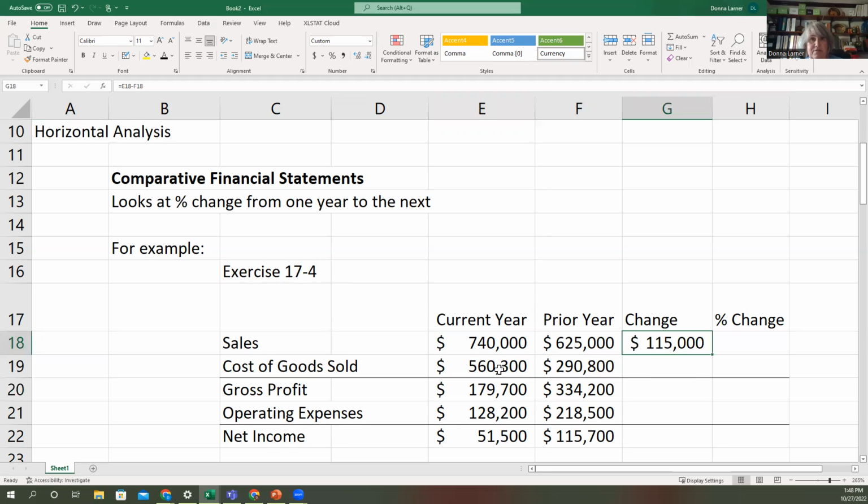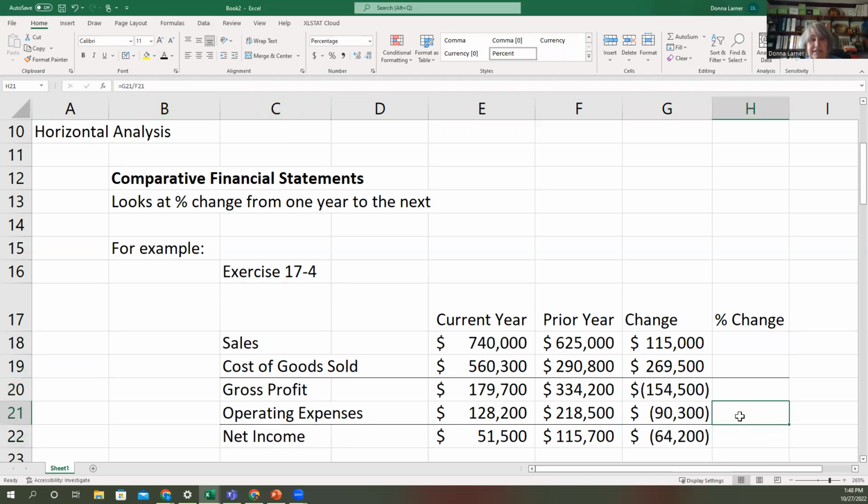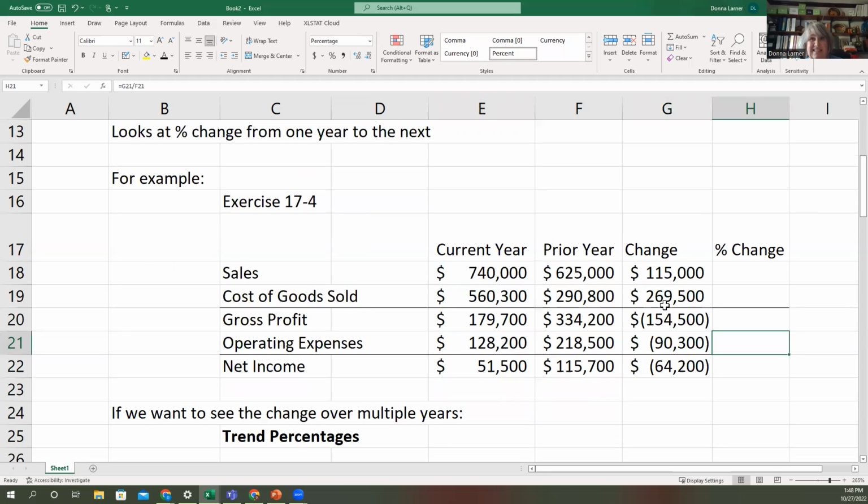I can do the same thing for each one of these, just subtract them and find out the amount of the change. Some positively changed and some didn't positively change. It just means positive or negative. I don't mean good or bad, because cost of goods sold is a positive change. It increased. That's not good news, though. It's not like I was thrilled about it going up so much. I love the fact that our expenses dropped, but they're shown as a negative number because it's a decrease.